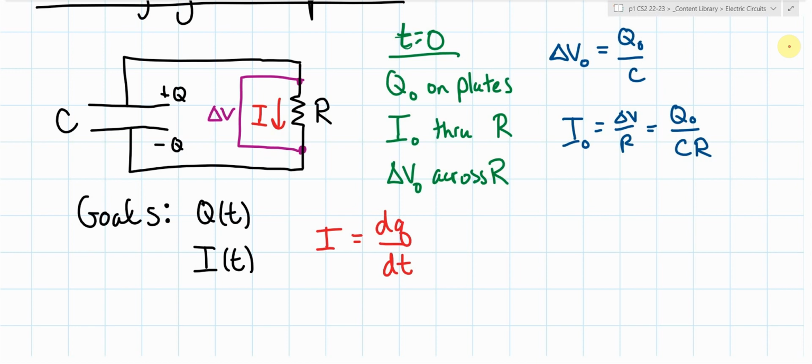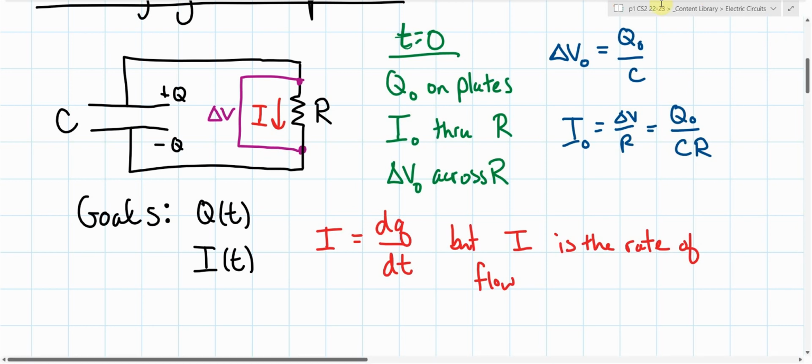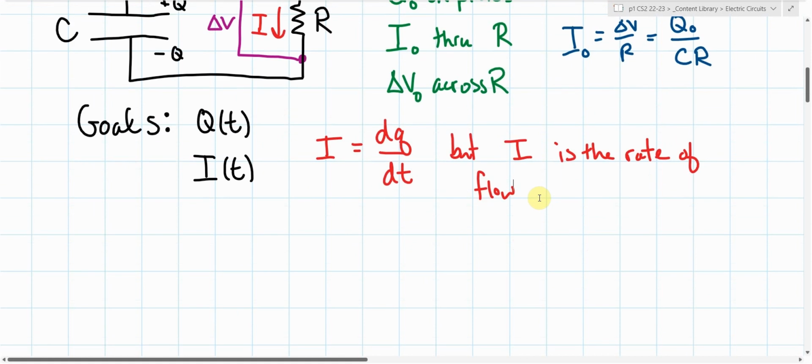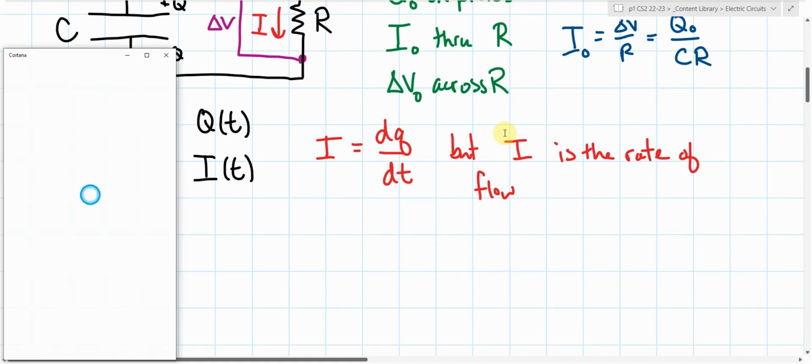Okay. Now we do have a little bit of a problem here. In this case, I is the rate of flow of positive charge. The rate of flow, because remember that thing with the mistake we made as humans way back when? If you are talking about positive current, you're talking about the rate of flow of positive charge.